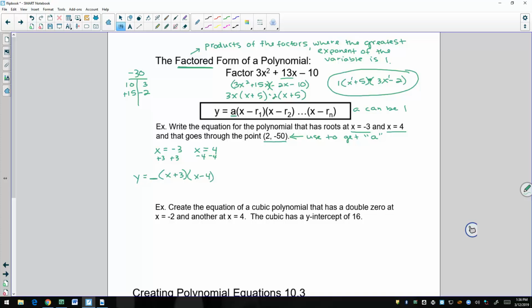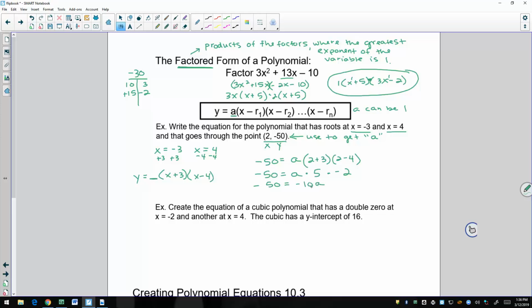To do that, I'm going to plug in this point for x and y, and then solve for a. So here's what I have. You ready? I have that y is negative 50. I don't know what a is, so I leave it a. I know my x is 2. So I have 2 plus 3 and 2 minus 4. So all I did was take what I had so far in my factored form and plug in x and y and try to solve for a. So now I have 2 plus 3 is 5. 2 minus 4 is negative 2. I'm going to multiply all of this together. That's negative 10a.